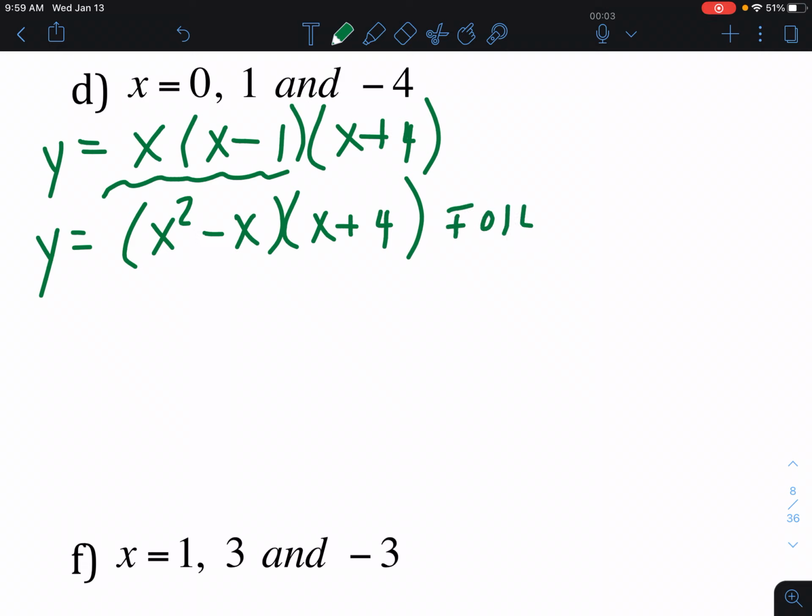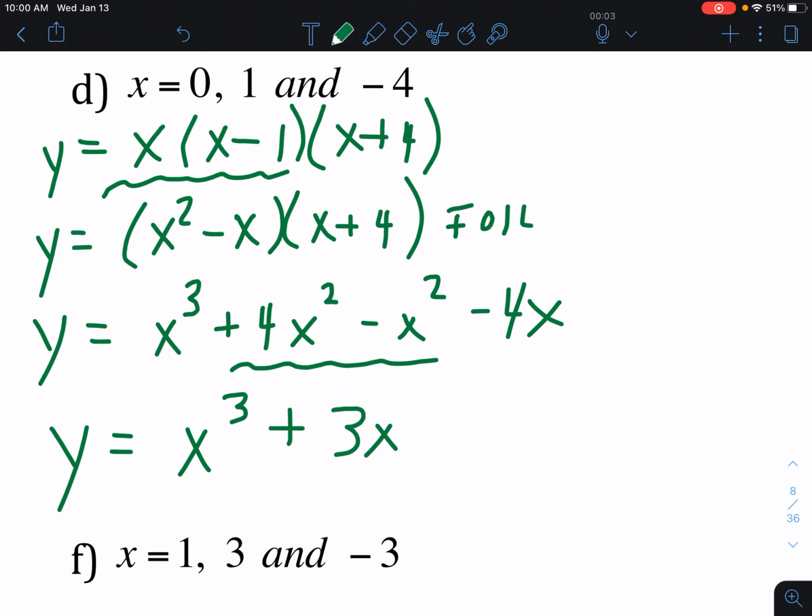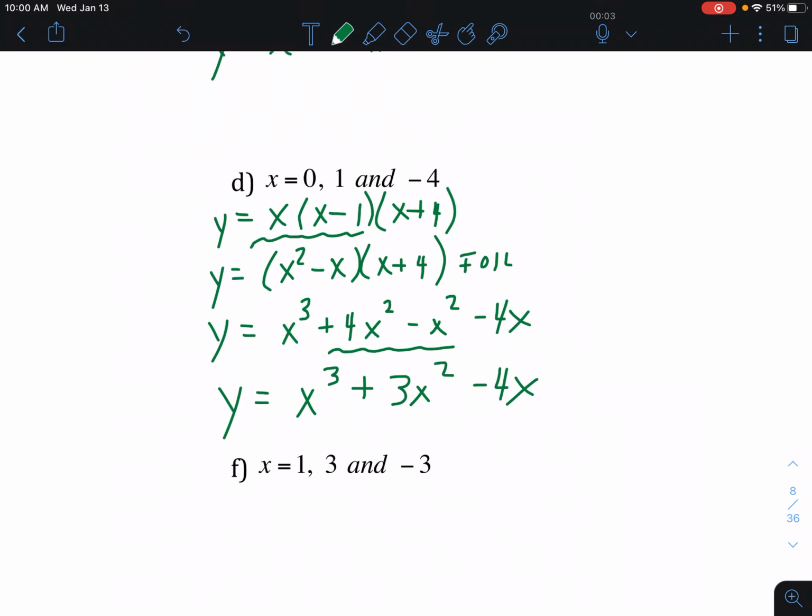And then try to combine like terms. So first, outside, just double checking that, inside, and last. And then we're going to combine like terms. We have them here. So bring down the x cubed, plus 4x squared minus x squared would be plus 3x squared. And bring down the minus 4x. And it's in standard form, everything's simplified, and we're done with D.